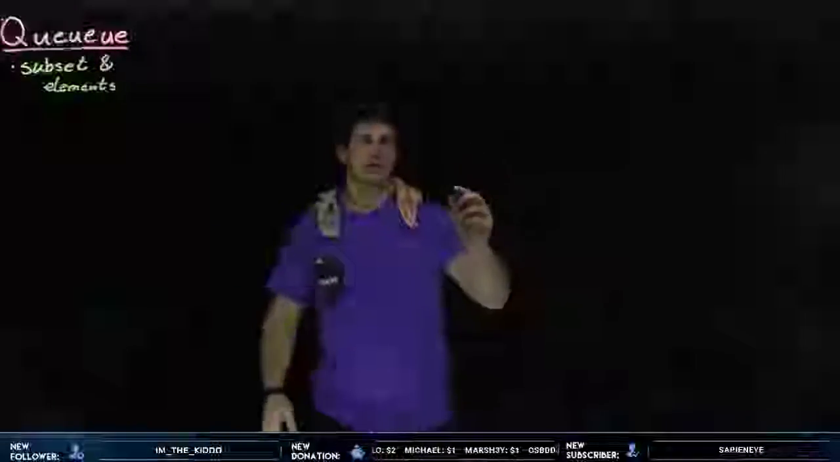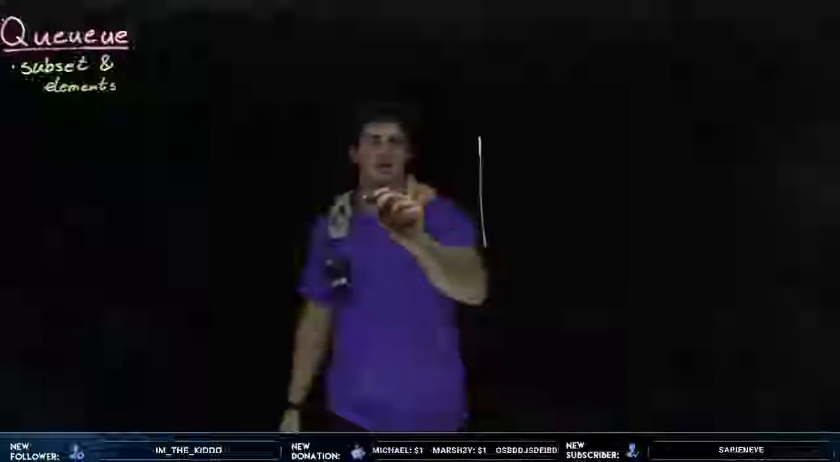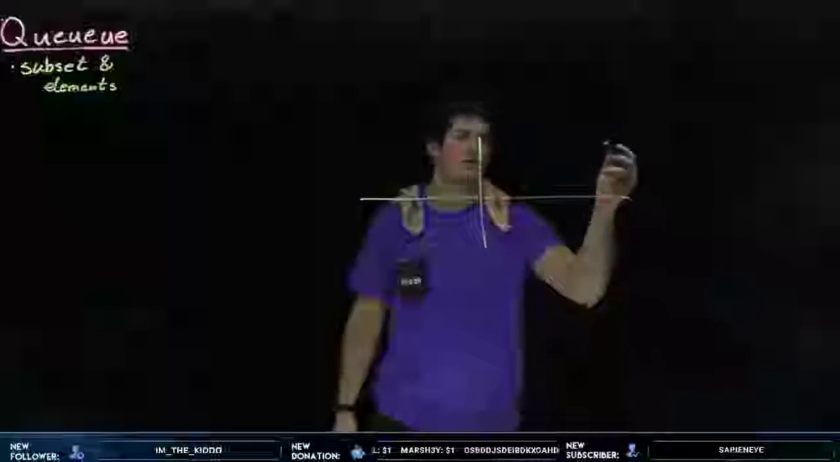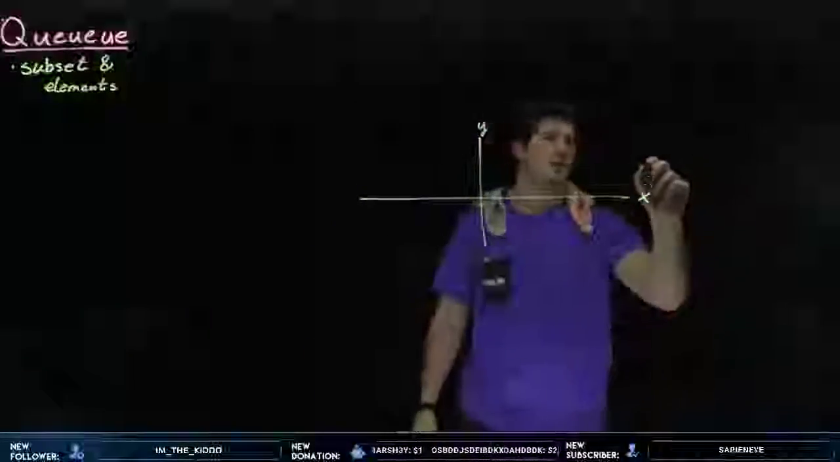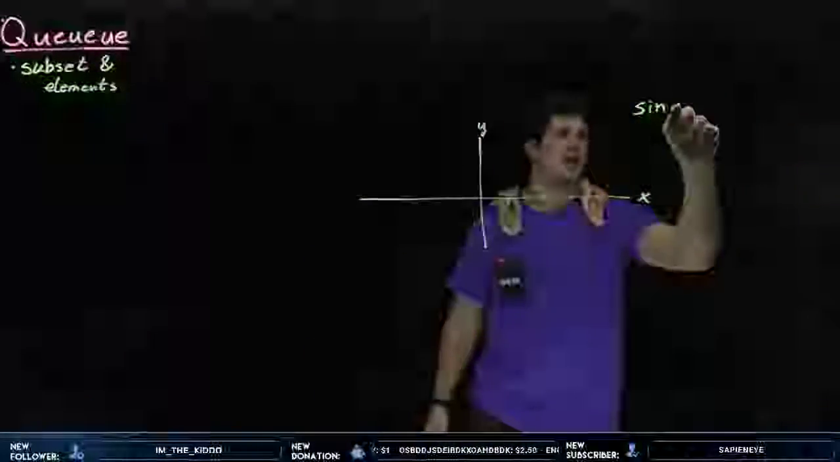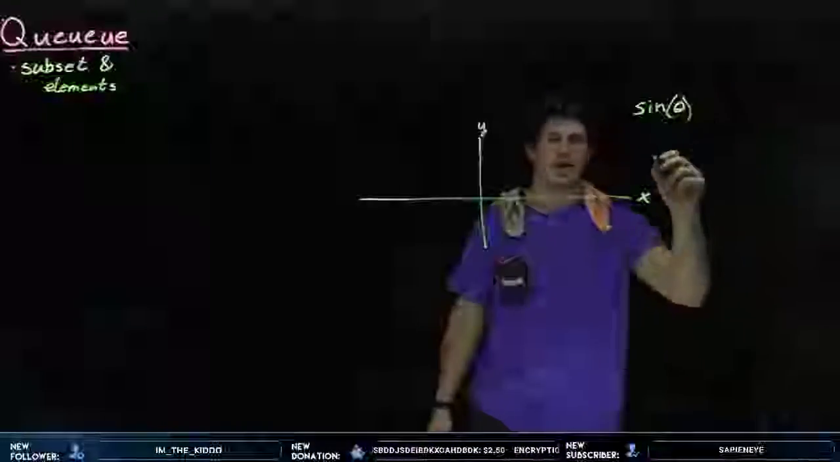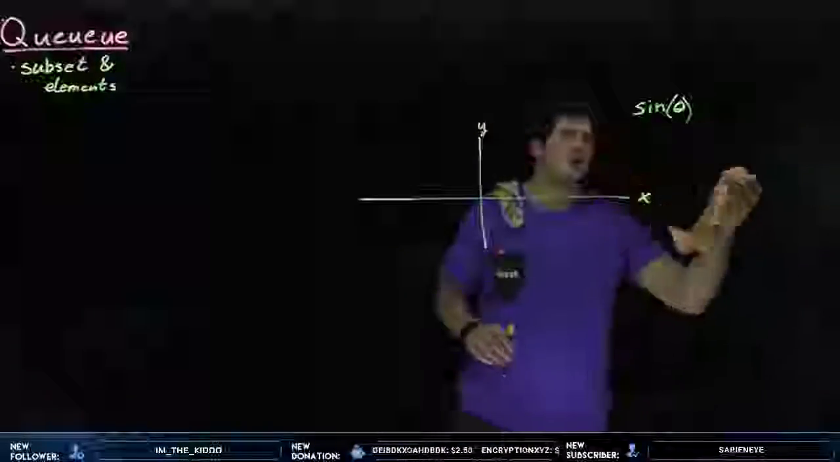So if I were to graph sine and cosine, or let's just do sine. So let's say this is the y value, this is the x value, and this is sine of x. Sine of theta, because I already have an x here. No, that's totally fine.